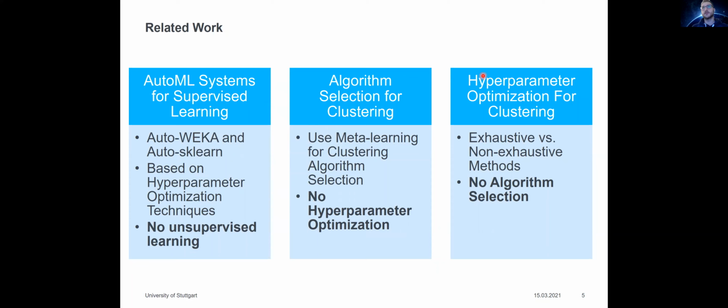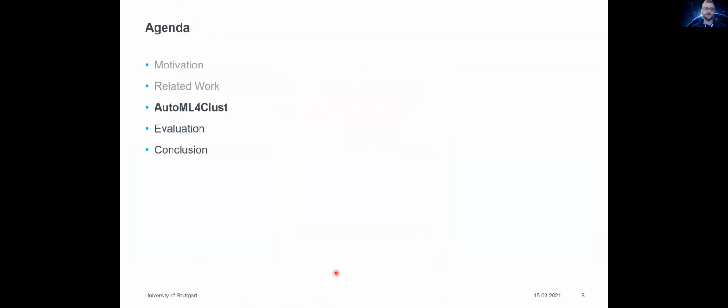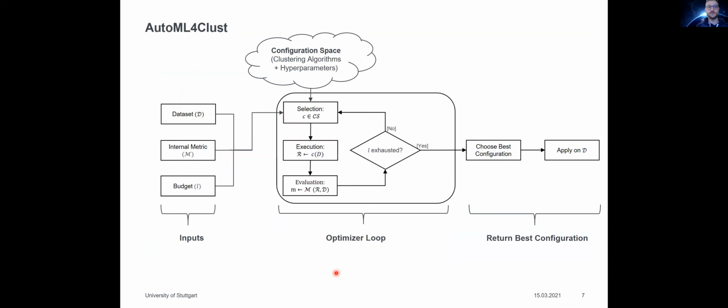The third work overall is the hyperparameter optimization for clustering. This work solely focuses on optimizing the hyperparameters of a single clustering algorithm. Hence, they ignore the algorithm selection, which means there is currently no work that addresses the CASH problem for clustering. To address this, we propose our AutoML for cluster approach, which is able to address the CASH problem for clustering.